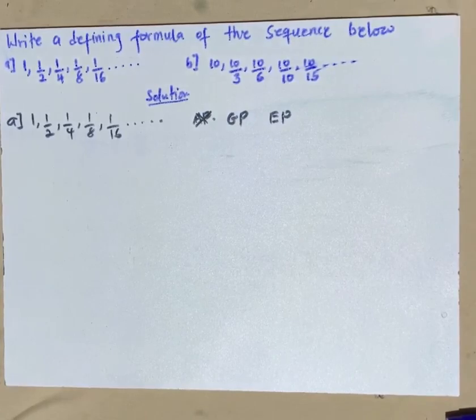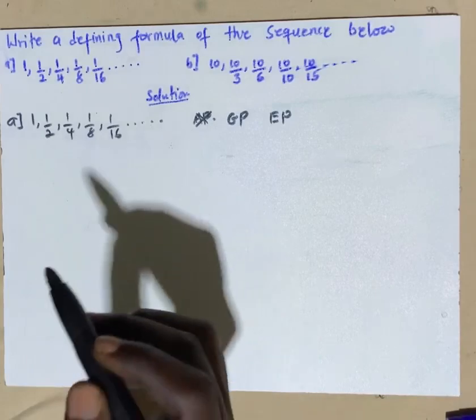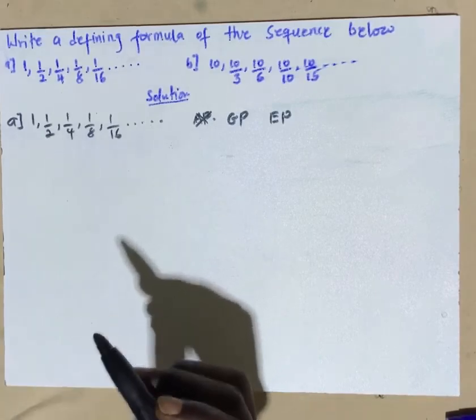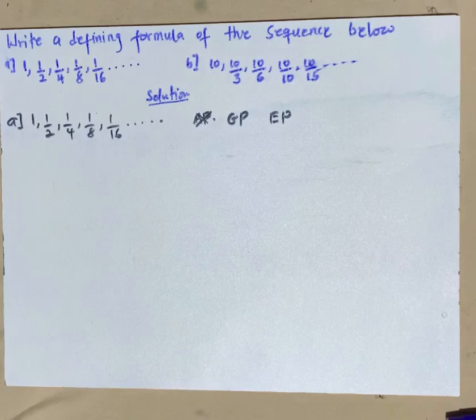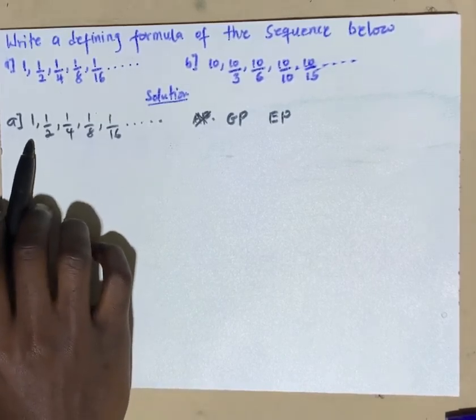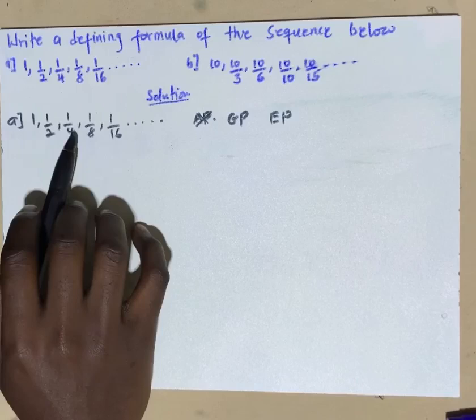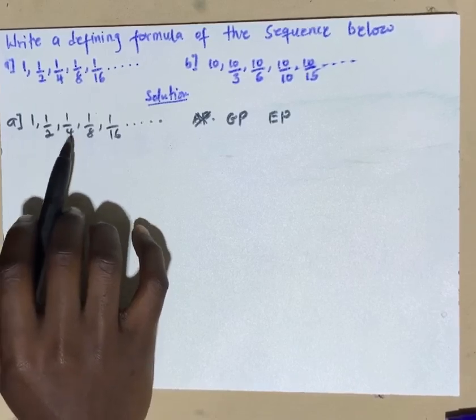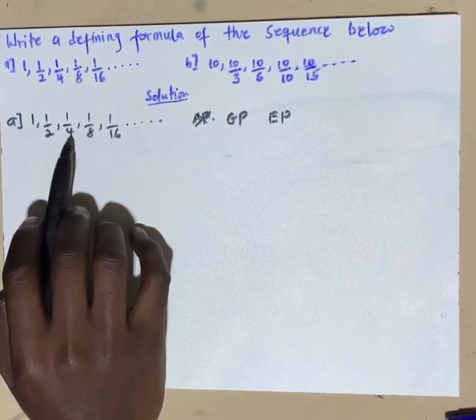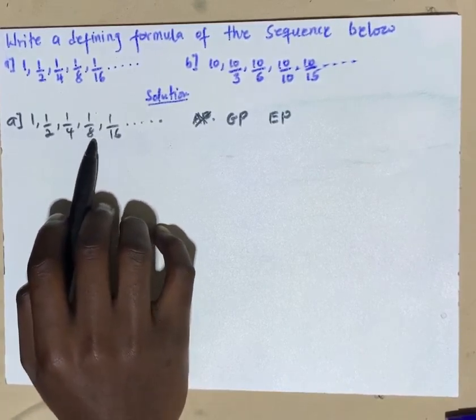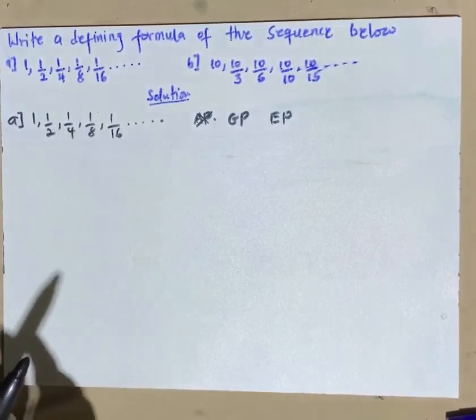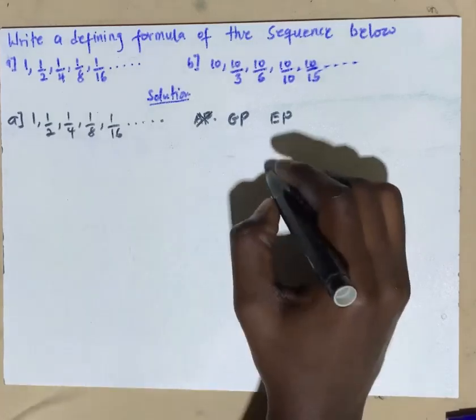What does geometric say? It says you try and divide the terms by themselves. So you take the first term, you divide by the second, and so on and so forth. If you realize that the ratio you are getting is the same, then it means you can easily use your geometric progression. So let's try that. 2 divided by 1, we are going to get 2. 4 divided by 2, we are going to get 2. 8 divided by 4, we are going to get 2. 16 divided by 8, we are also going to get 2. So we realize that with this one, we are having a constant ratio.